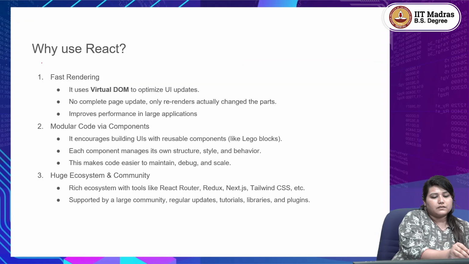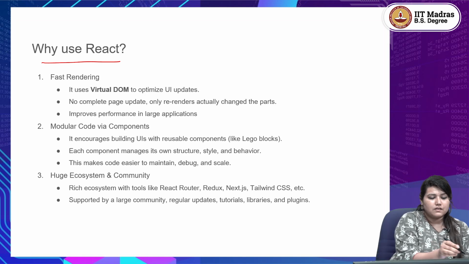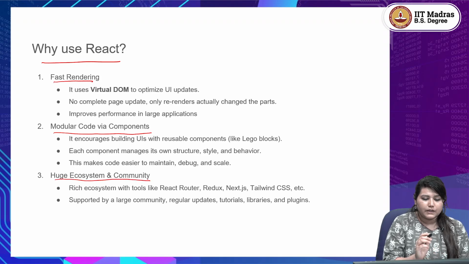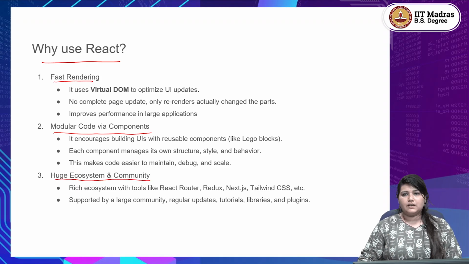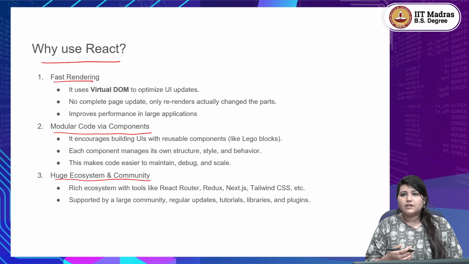Now, why use React? Let us look at why developers love using React. There are three major benefits I want to highlight, that is fast rendering, modular code via components, huge ecosystem and community. First, fast rendering. React uses a virtual DOM to optimize UI updates instead of reloading or updating the whole page every time something changes. React just updates the specific part of the UI that changed. This makes React blazing fast even for large and complex applications.